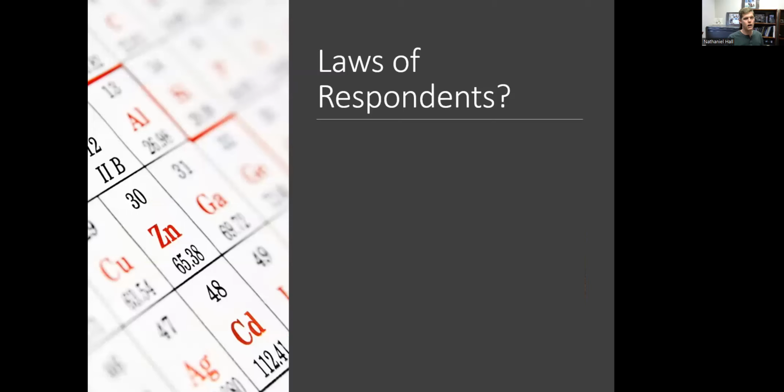What are some of these laws of respondence or laws of conditioned responses? Generally, once conditioned, the CS must remain the same to elicit the conditioned response. What I mean by that is, say, for example, you train your dog such that a "yes" is associated with the presentation of food, right? So you say, "Yes," here's some food. "Yes," here's some food.